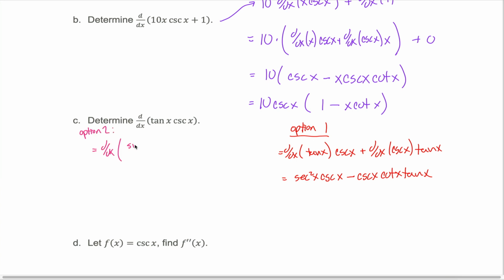Tangent of x is the same as sine of x divided by cosine of x. Secant of x is the same as 1 divided by sine of x. This sine of x and this sine of x cancel out. This question is really just asking me, what's the derivative of 1 over cosine of x?